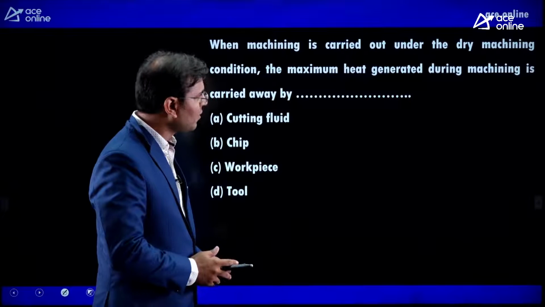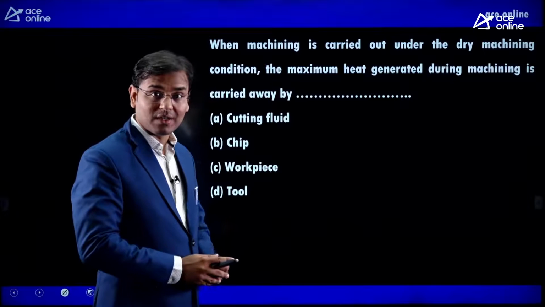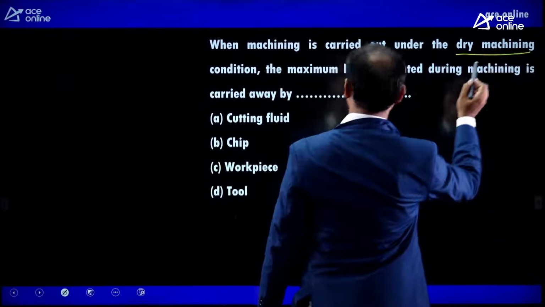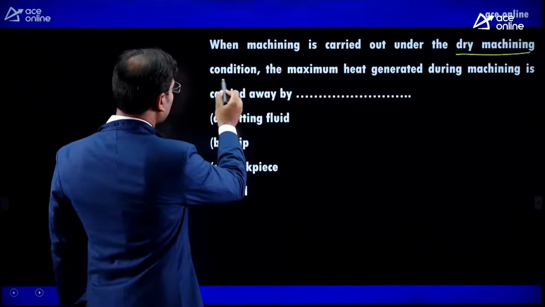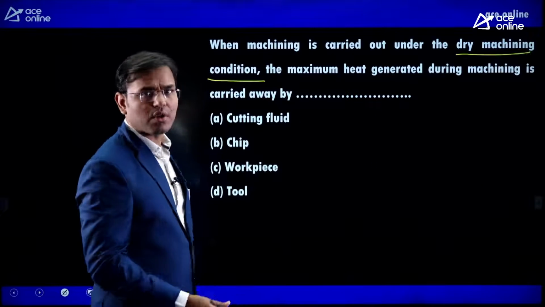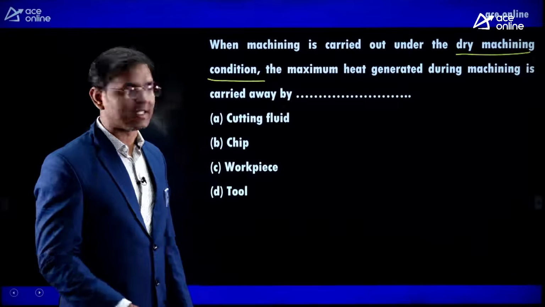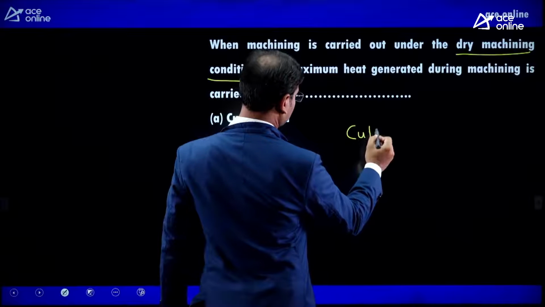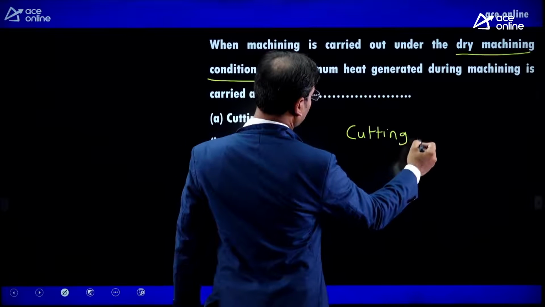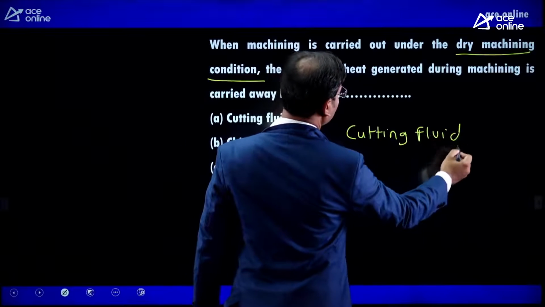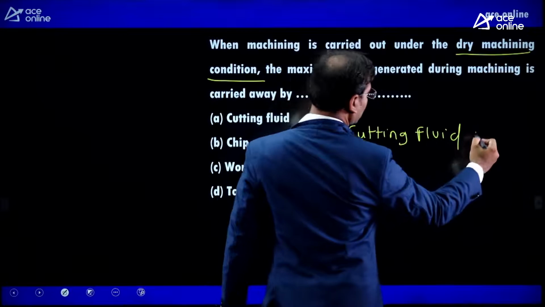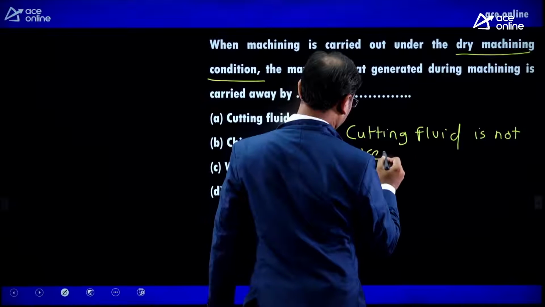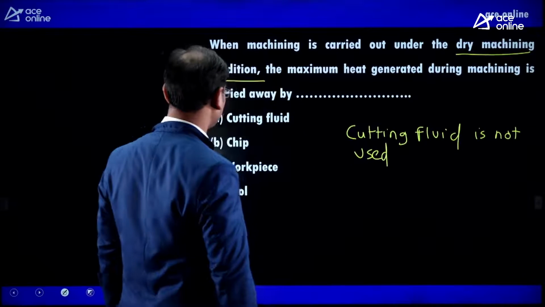When machining is carried out under dry machining condition, okay, what is meant by dry machining condition, guys? The dry machining condition means coolant, or cutting fluid, we can say, is not used. Cutting fluid we are not going to use. This is known as dry machining condition.